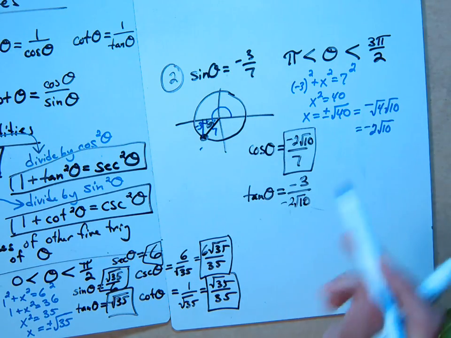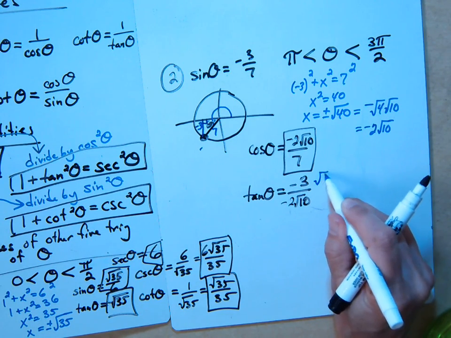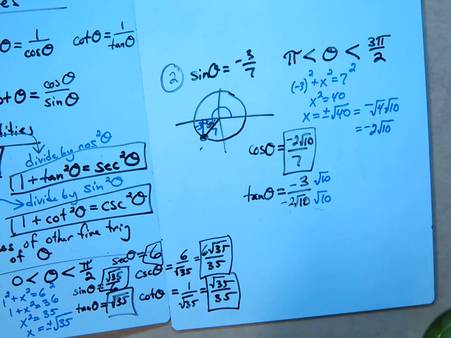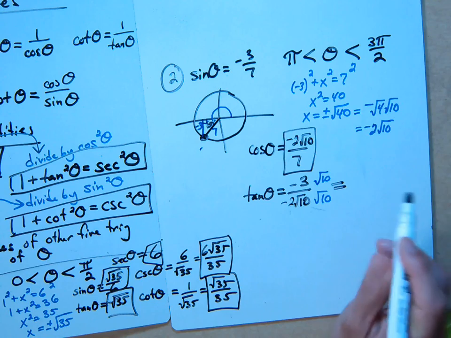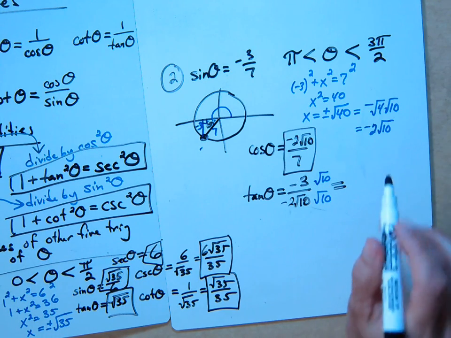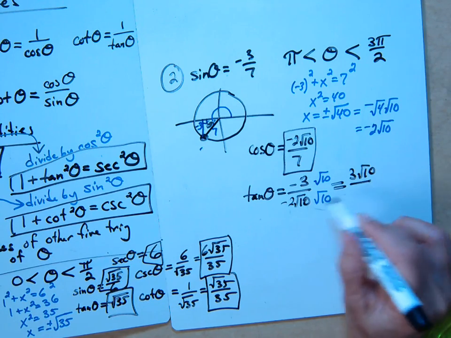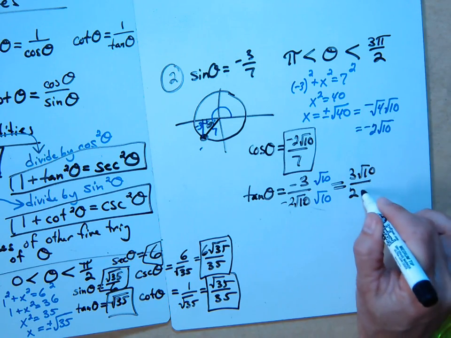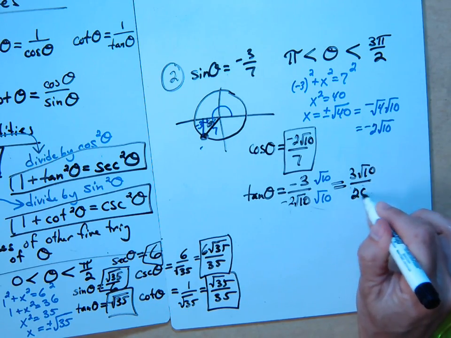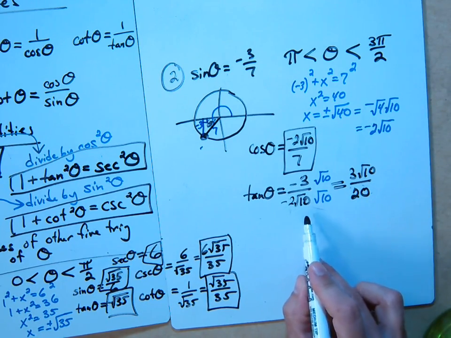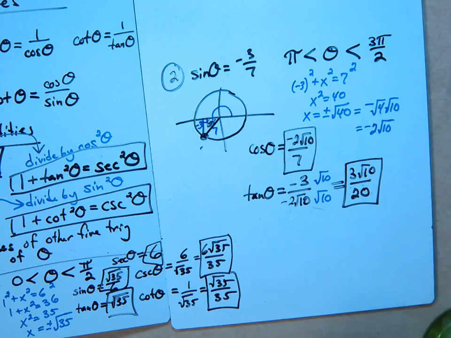Now we can't leave it like that. What do we multiply by? Just the radical part is enough. You don't need to multiply by that other part. So a negative over a negative is a positive. We don't need that. You get 3 root 10 over 2 times 10, which is 20, or 2 times the square root of 100, square root of 100 is 10, so it's 20. And that doesn't simplify, so there's tangent done.